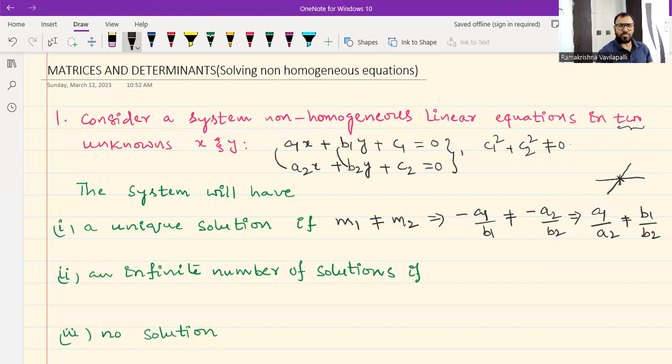Only one solution. Now, they will have an infinite number of solutions when the lines are coincident. The lines being coincident means both equations represent a single equation. So here a1 by a2 equal to b1 by b2 equal to c1 by c2. Remember, a single equation in two variables, three variables, four variables, or any number of variables will always have an infinite number of solutions. So if the given two equations represent a single equation, then they will have infinite number of solutions. So here the lines are coincident.